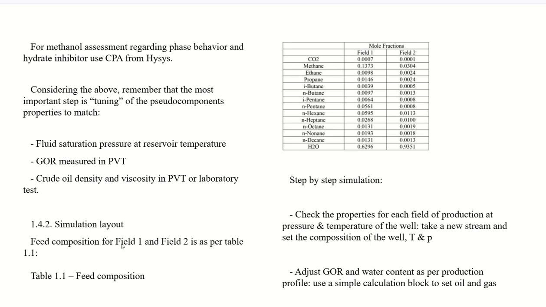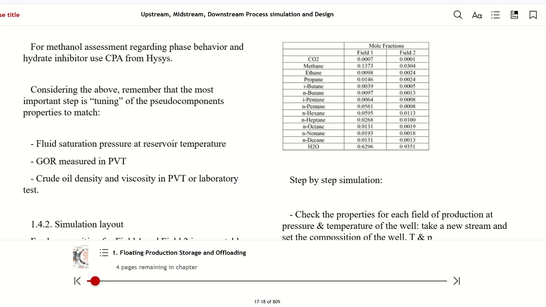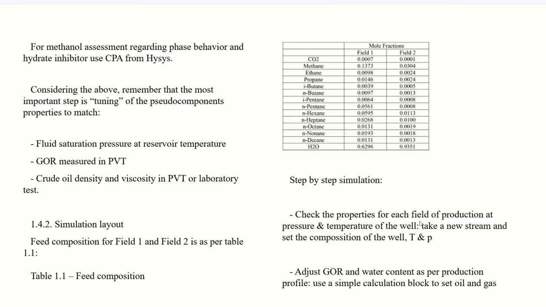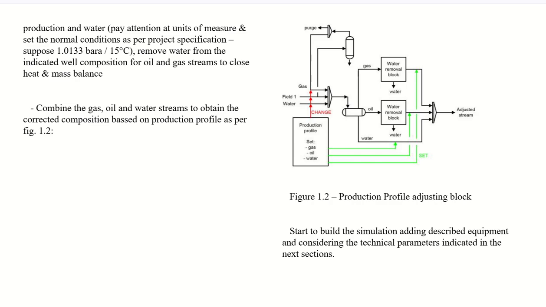Simulation layout: feed composition of feed 1 is as per the table. You can see these are some of the components, and these are the field 1 and field 2 compositions. It goes up to decane, water is also there, and then step by step simulation. The key things are to check the properties of each field of production at the pressure and temperature of the well, take a new stream and set the composition of the well, adjust GOR and water component as per production profile, and use a simple calculation block to set oil and gas production and water. Pay attention to unit of measurement.